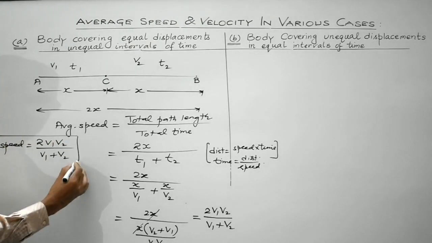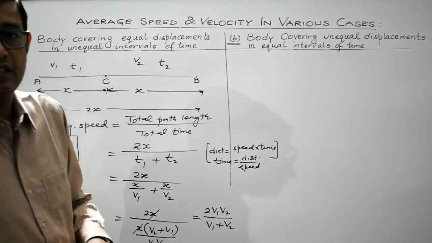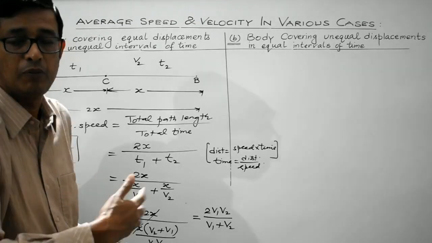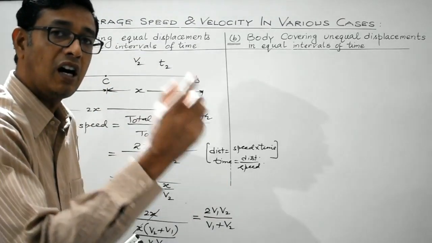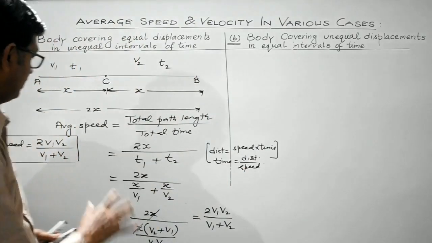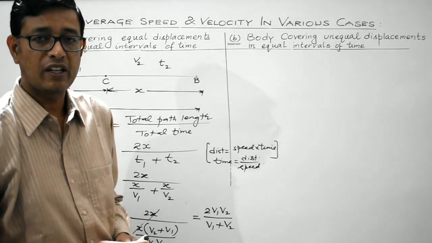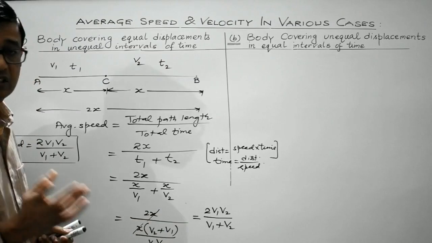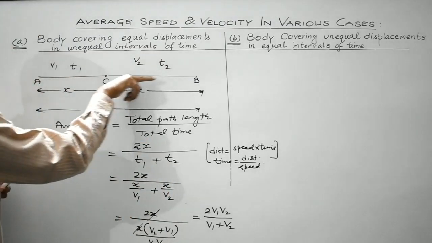This is the formula which you can use directly in solving the average speed of a body when the body covers equal displacements in unequal intervals of time. That is what we have discussed here. Students, we will discuss some special cases as well. Before that, I must again remind you, in this case the body is moving along a straight path, isn't it?